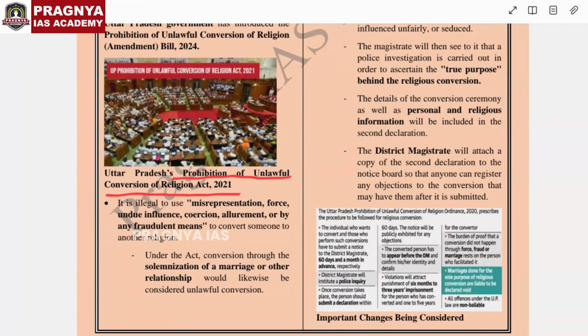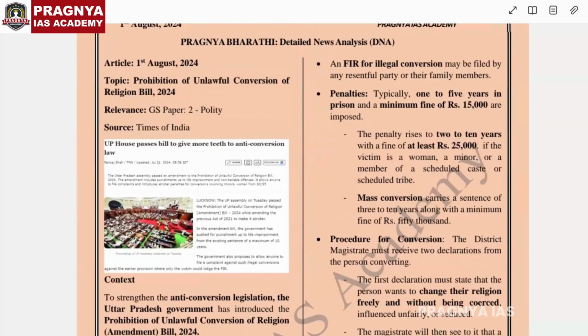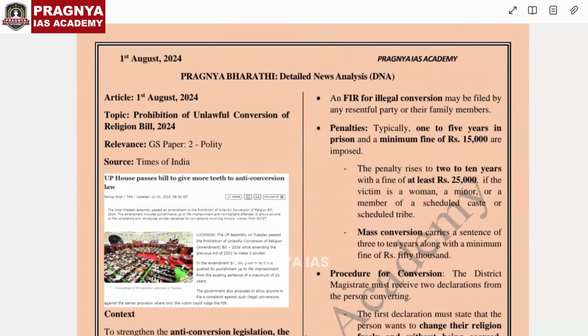Actually, this act aims to regulate religious conversions and prohibit, clearly it prohibits conversions achieved by misrepresentation, force, undue influence, coercion, allurement, or by any fraudulent means. And illegal conversion carries a punishment of 1 to 5 years of imprisonment with a minimum fine of 15,000 rupees. So, for illegal conversion it is 1 to 5 years of imprisonment with a penalty of 15,000 rupees.